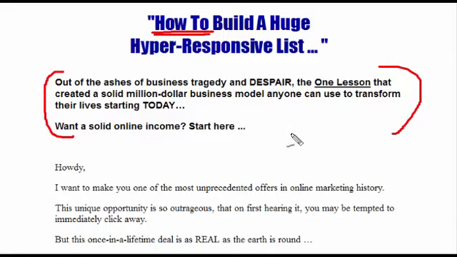But note here that right away I went into the story. Right away I introduced the prospects to the story. Out of the ashes of business tragedy and despair, the one lesson that created a solid $1 million business model anyone can use to transform their lives starting today. Want a solid online income? Start here. So this is basically the advertisement for my story. This is the graphic for my story.